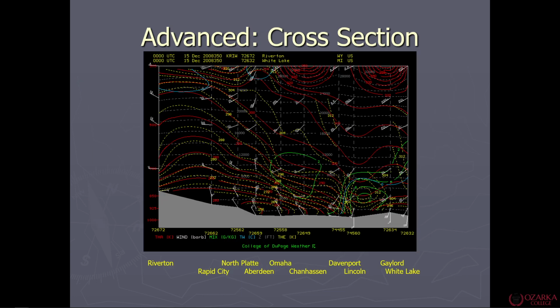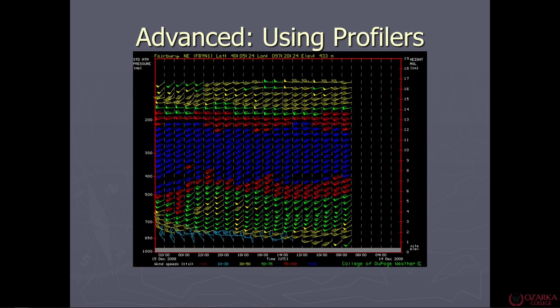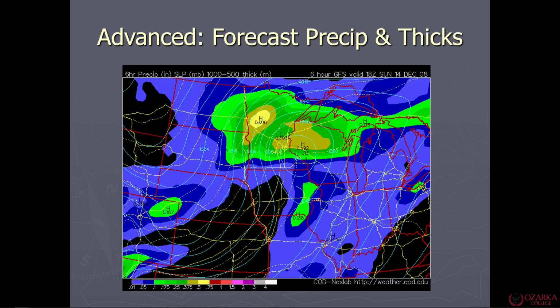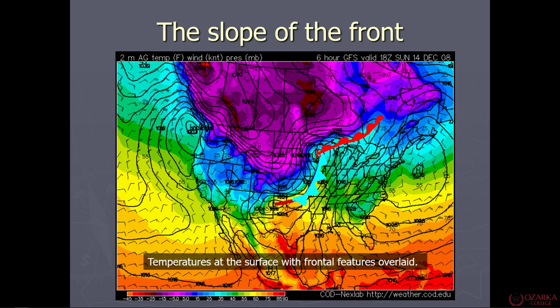And here's a cross-section of that same information that we were just looking at. And then here is just the precipitation and thickness. It shows wind and the precipitation that was included with that front. Now see, here's the slope of the front. Now, just looking at this map, you can tell by temperatures where the front's located.